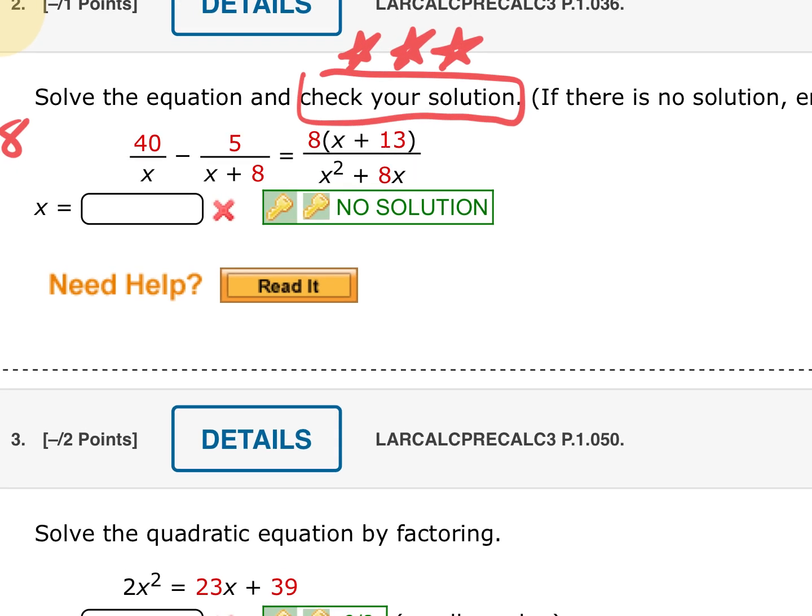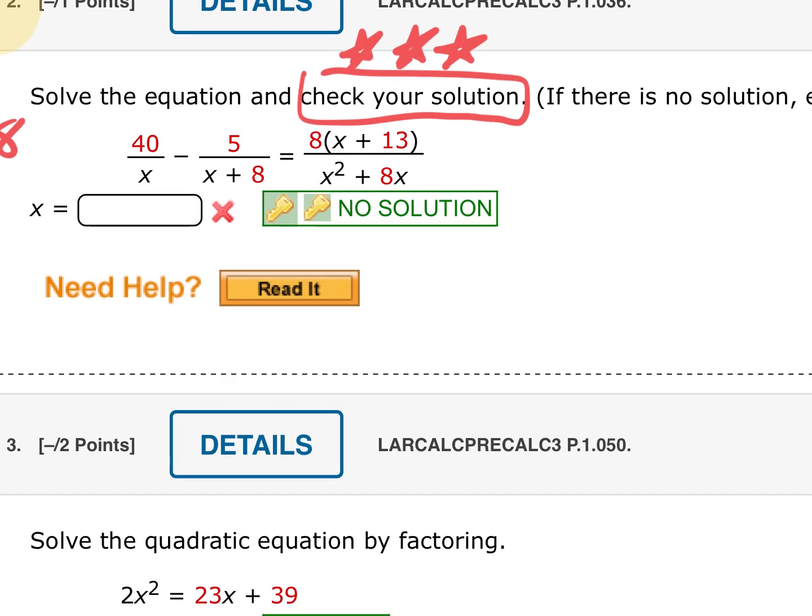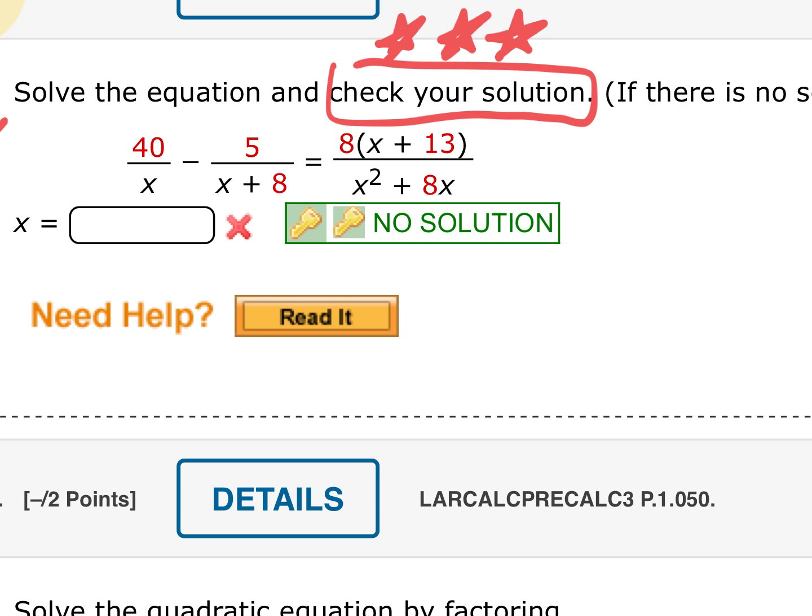So let's solve. Here, we want to multiply by our least common denominator. What would our least common denominator be? x plus 8 is in our least common denominator. What else? x. So everything's going to get multiplied times x and x plus 8. But if it's already in the denominator, we can just cancel it out.